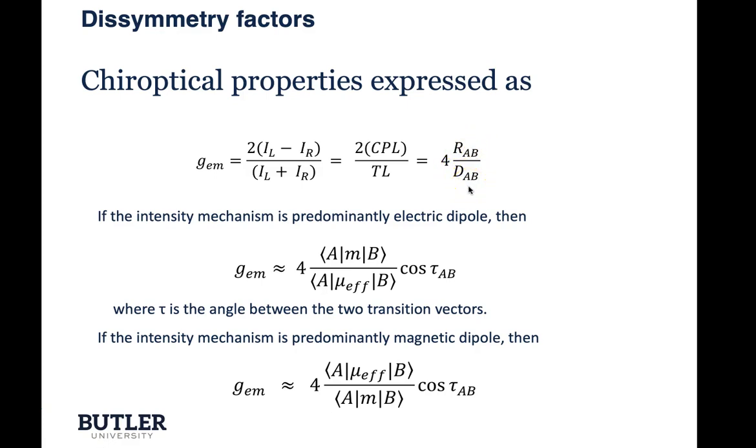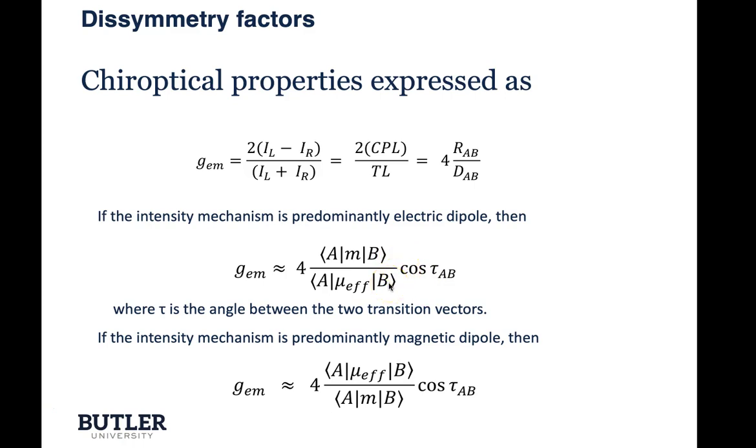So if we have something that is predominantly electric dipole in its intensity mechanism, for example, 5D0 to 7F2 in europium, then the dissymmetry factor is driven by the intensity of the magnetic dipole transition and how small the electric dipole transition is. So the larger this is and the smaller this is, the larger our dissymmetry factor is going to be. And it's also based on the angle between the magnetic dipole moment and the electric dipole moment of the particular molecule. Okay, so that's a structurally based factor.